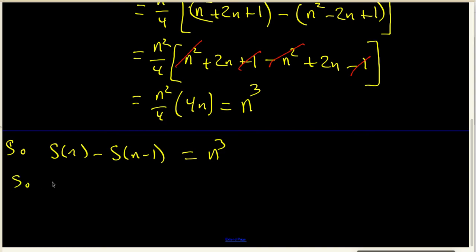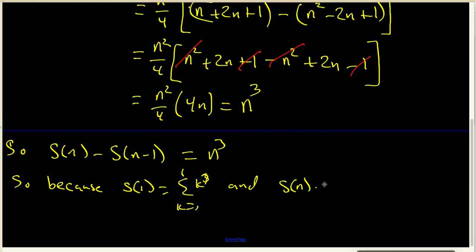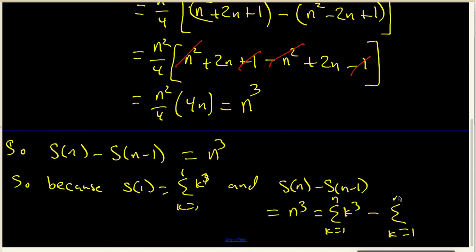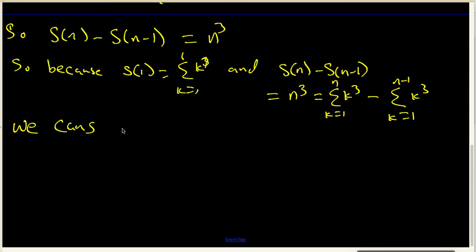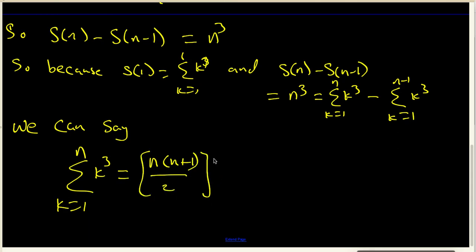And so what this says is that because our base step worked, and S_n minus S_(n-1) is equal to n cubed, which is equal to the formula for adding up all of the cubes up to n and then subtracting off all of the cubes only going up to n minus 1, because of those two facts, we can say that the sum as k goes from 1 to n of k cubed is indeed going to be n times n plus 1 all over 2 quantity squared, or if we simplify it, n squared times n plus 1 squared over 4.